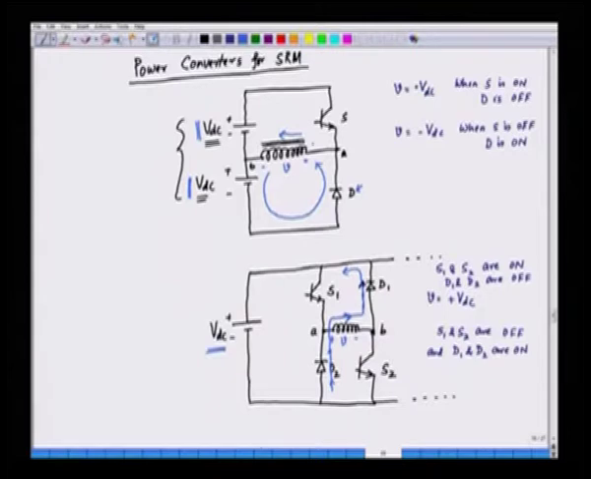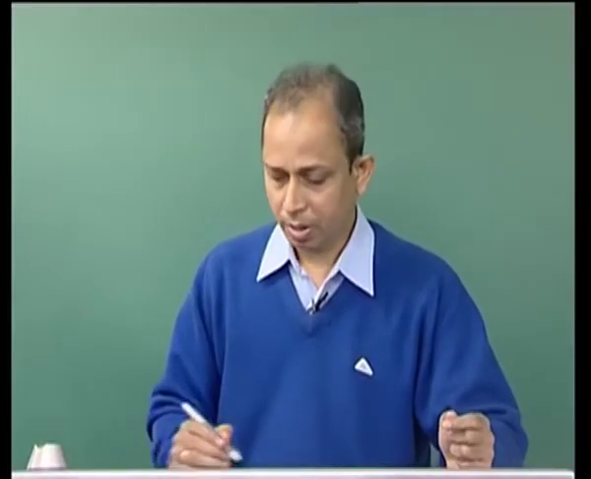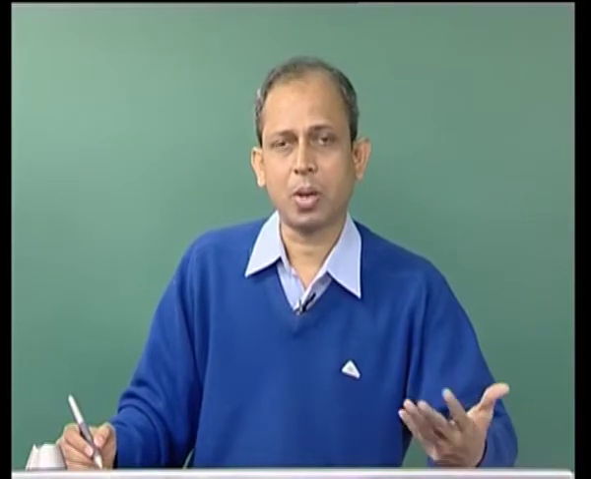So, D1 and D2 are on, and as a result the current flows like this and is fed back to the source. The current which is present in the inductor, the stored energy, is fed back to the source through the diodes, and hence we can say here that V is equal to minus VDC. This is the situation when the transistors are off and the diodes come into conduction.